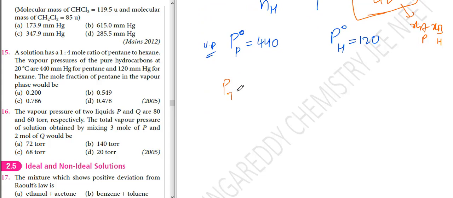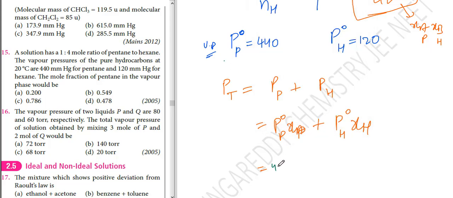Then what is the formula for P total? P total equals the partial pressure of pentane plus the partial pressure of hexane. How do you get the partial pressures? P naught P into XP plus P naught H into XH. Understood? Instead of A and B, I am taking P for pentane and H for hexane, without confusion. P naught P is already given.